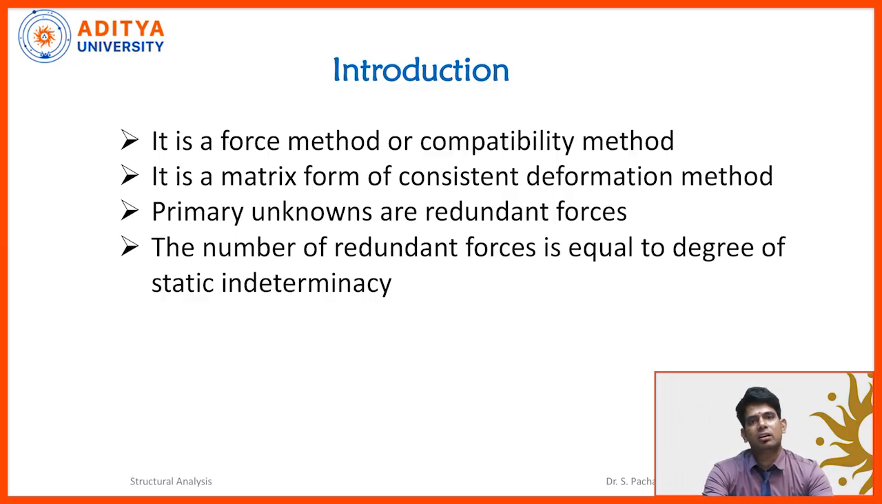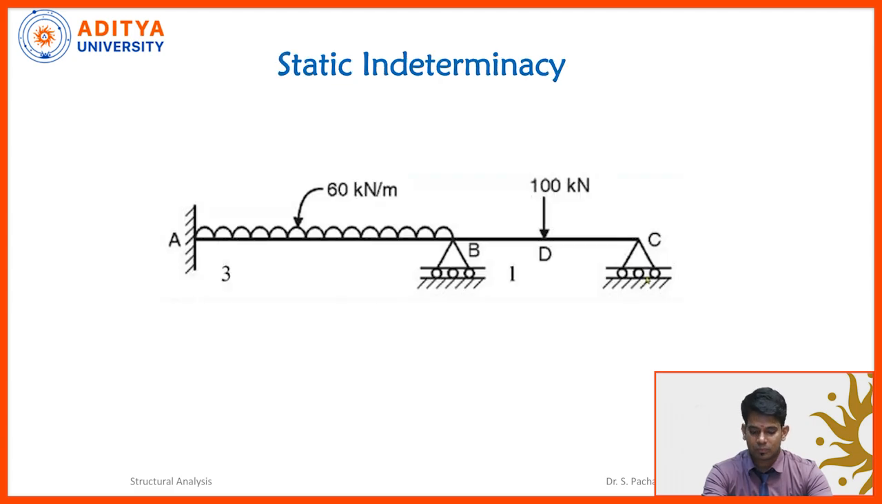As I told in the earlier lecture, the primary unknowns are redundant forces, and the number of redundant forces is equal to the degree of static indeterminacy. That means in the flexibility matrix method, our first aim is to calculate the degree of static indeterminacy. To explain this, I have taken one problem. Let's calculate the degree of static indeterminacy for this.